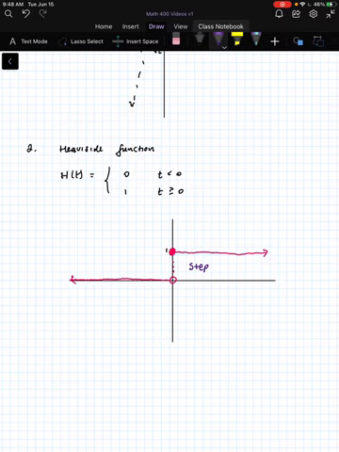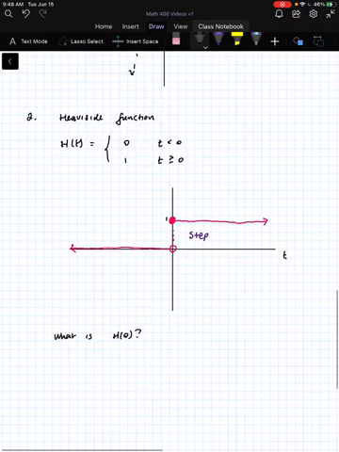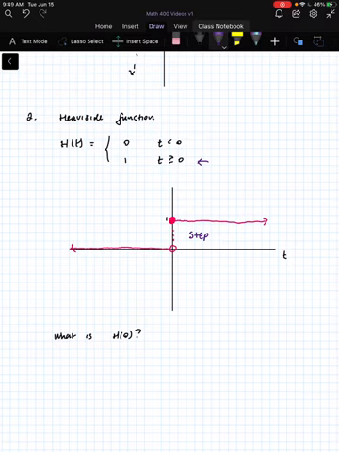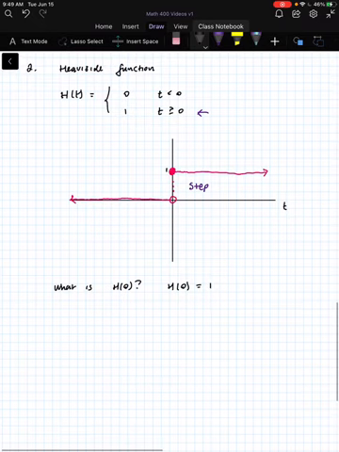And every t value, so the t represents time typically, has a corresponding y value and only one corresponding y value. So in other words, what is h of 0? There's no ambiguity here. 0 is in this part of the function, so that means h of 0 equals 1.